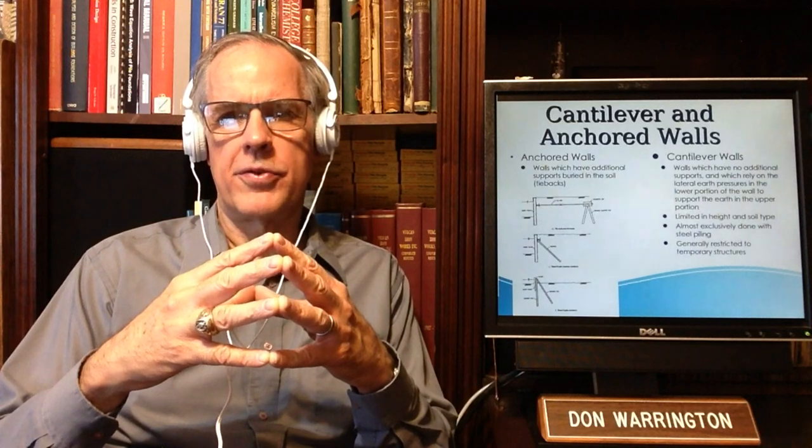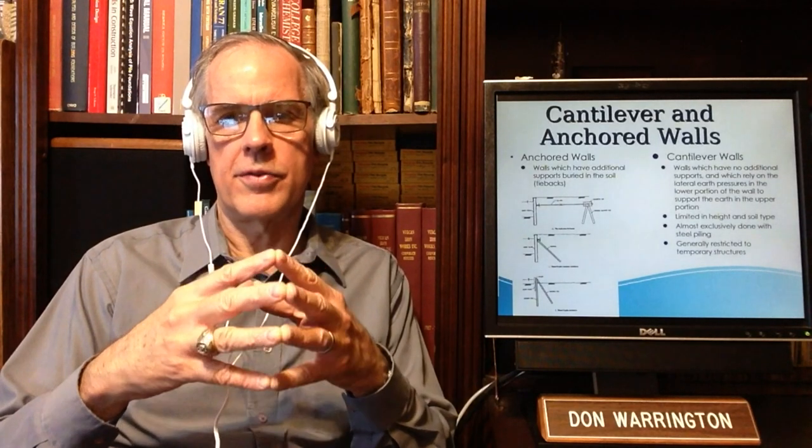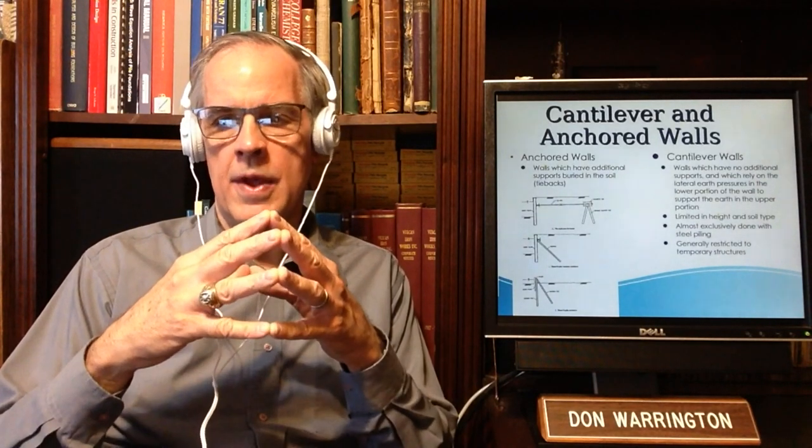Cantilever walls are pretty much restricted to ferrous sheeting because of strength considerations. On the other hand, there's anchored walls, and anchored walls are those which have some additional support. One or more, usually. If you get more than one, it starts to turn into a braced cut. Generally speaking, most sheeting with an anchored wall is done with one support.